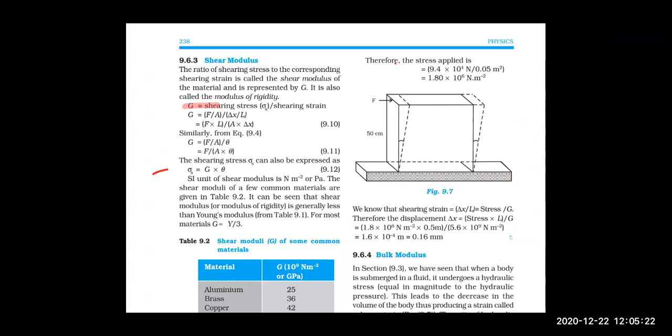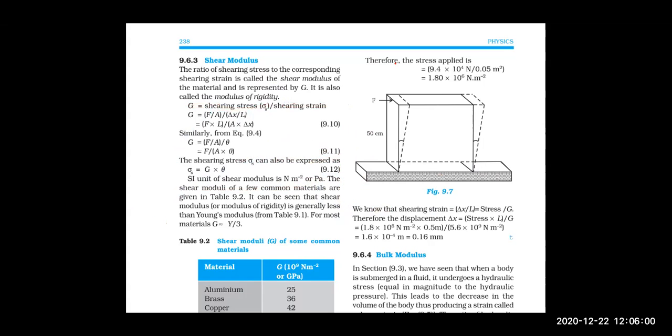Here we are applying the stress tangentially, right? We are just deforming, we are just changing its shape without changing its volume, right? So it is tangential stress upon tangential strain, or you can call it shearing stress upon shearing strain, right? So this is your third type of modulus, the shear modulus, and its unit is the same, and it is denoted by the symbol G, and the symbol for stress is sigma, and the symbol for the strain is theta. So it is sigma by theta. This is your shear modulus.